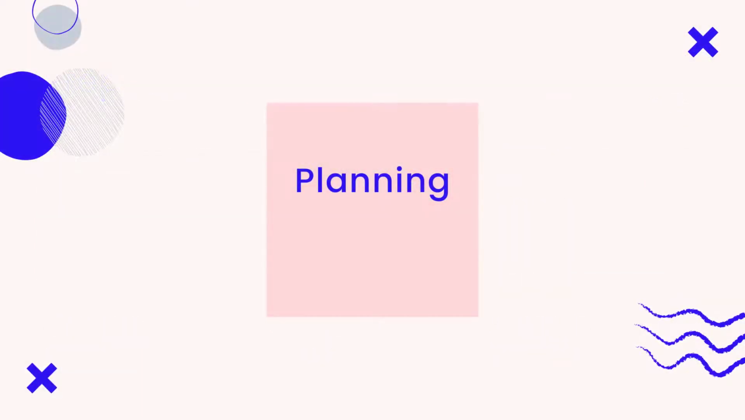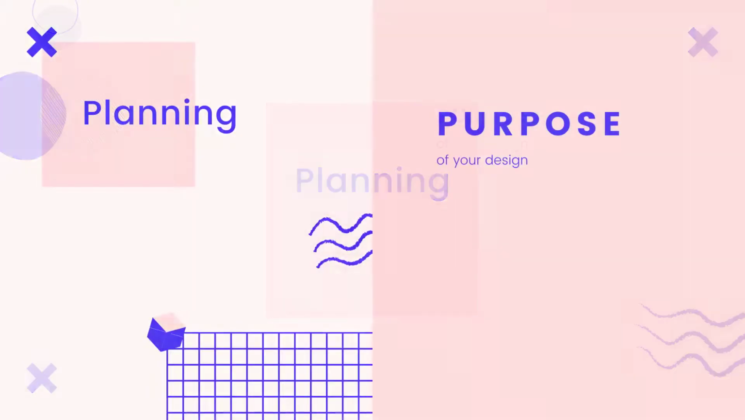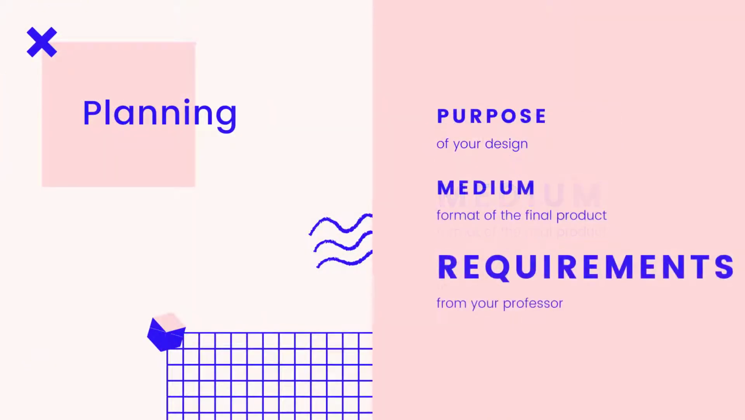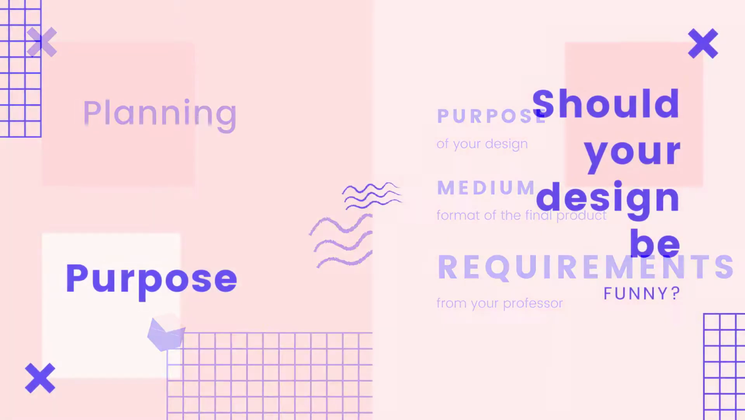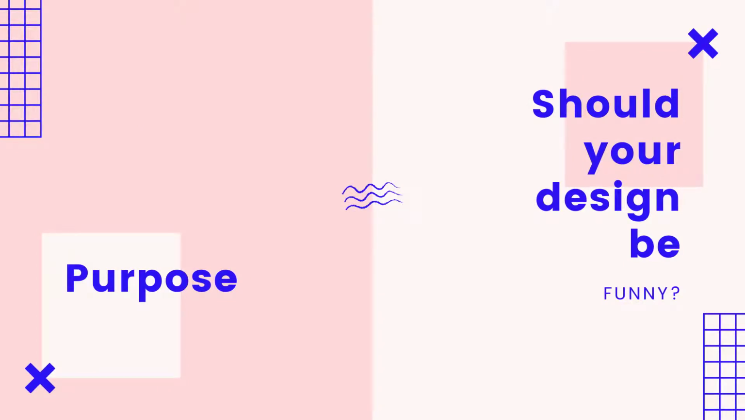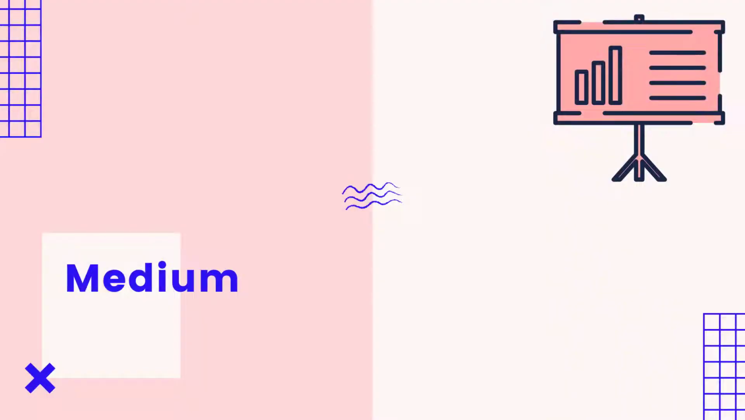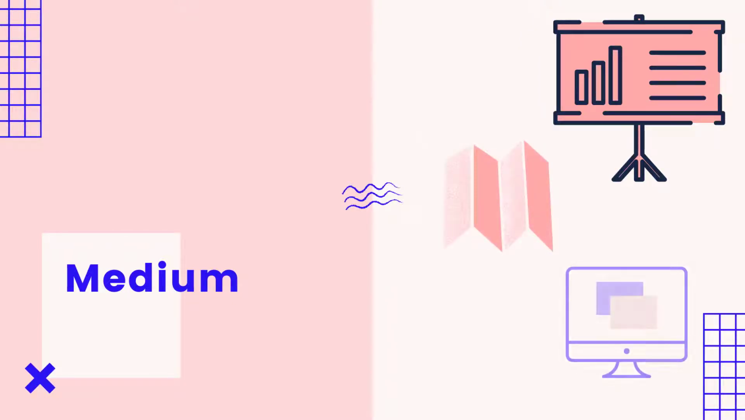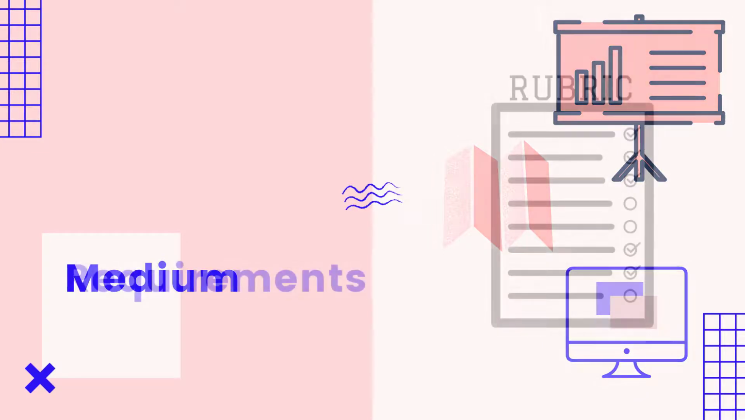First, let's talk about planning. Just like you wouldn't start writing a paper without writing an outline, you should start by thinking about what your project needs to communicate. Think about the purpose, medium, and requirements of your project. Your purpose will help dictate your tone. Should your design be funny, serious, informative, or entertaining? Your medium will dictate how you actually make your design. Is it a large format poster, a trifold brochure, or something to be shared digitally?